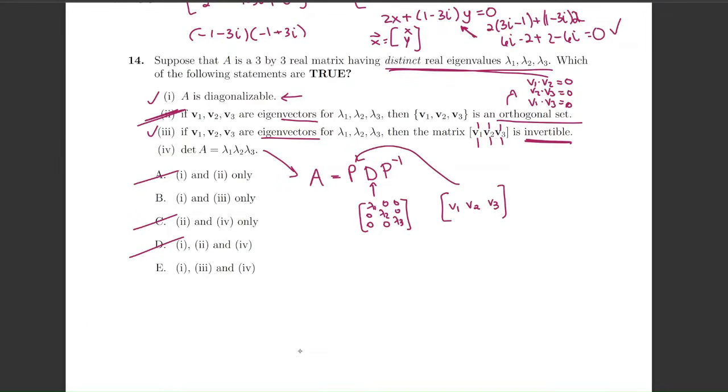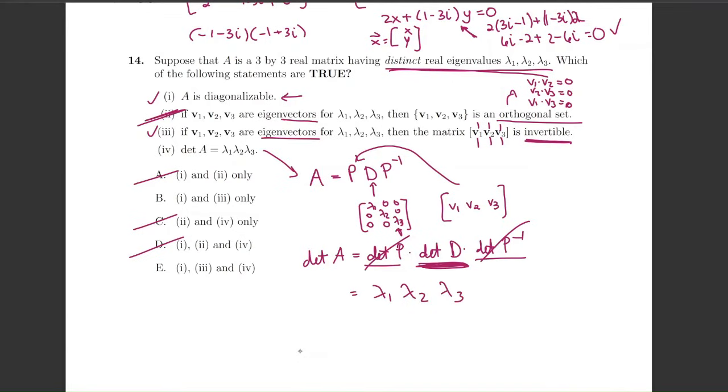So in short, we can take the determinant of both sides. We get determinant of A equals the determinant of P times the determinant of D times the determinant of P inverse. Okay, determinant properties: the determinant of P times the determinant of P inverse just becomes 1. So the determinant of A is the determinant of D. The determinant of D is going to be lambda 1 times lambda 2 times lambda 3 because it's a diagonal matrix. So the determinant of A will literally be lambda 1 times lambda 2 times lambda 3. So this is true. So our final answer is E.